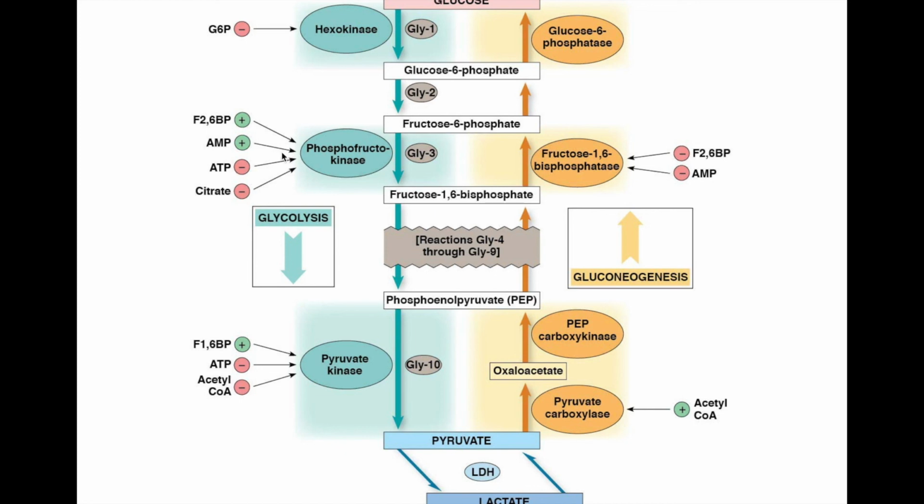PFK1 is negatively regulated by ATP and by citrate. We're going to see where citrate comes in the next podcast, but it is positively regulated by AMP and F2,6BP, fructose 2,6-bisphosphate. So these are things that would show up if ATP was low. These are things that show up when ATP is high. If ATP is high, then you don't need to do more glycolysis. If ATP is low, then you do need to do more glycolysis.